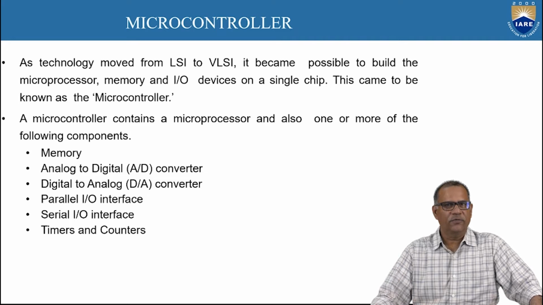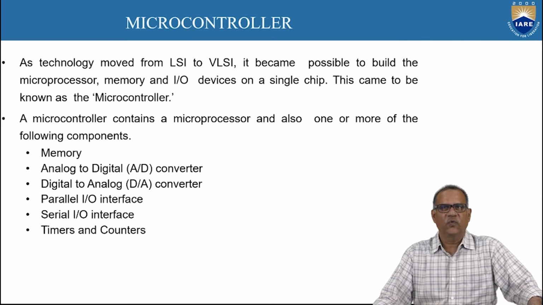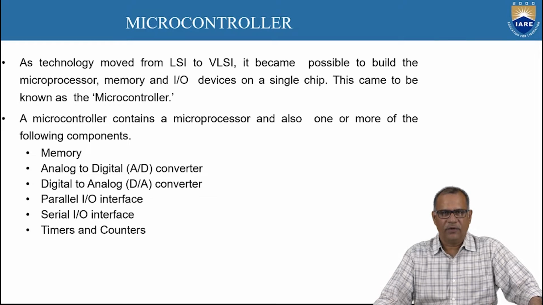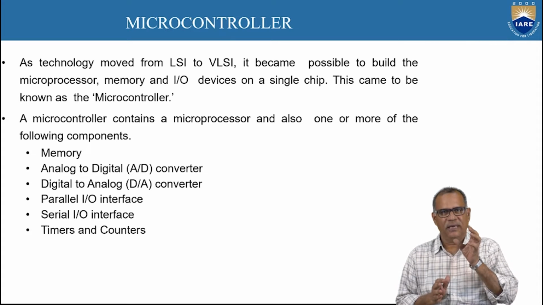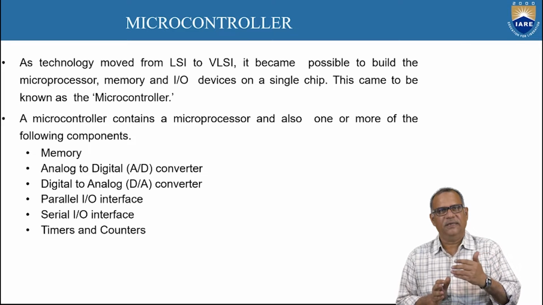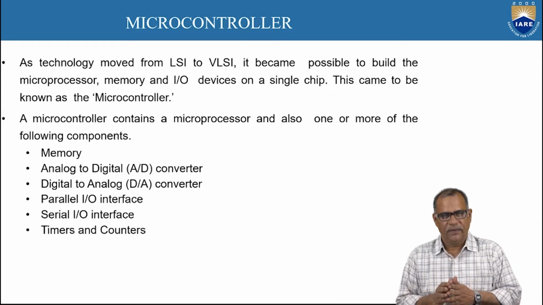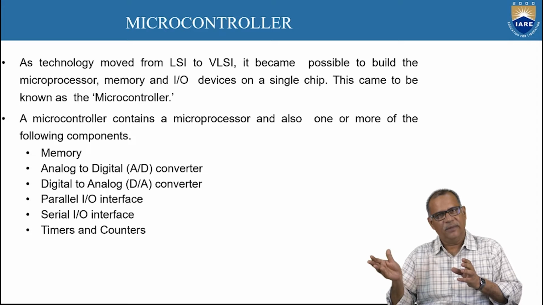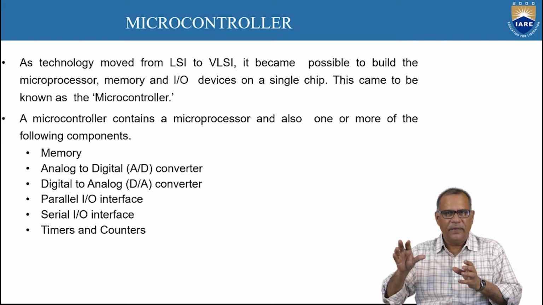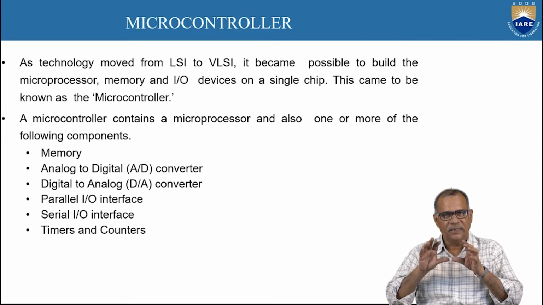As the technology moved from large scale integration to very large scale integration, it has become possible to build the microprocessor, memory and IO devices on a single chip, and this is called the microcontroller. The difference between microprocessor and microcontroller is that the microprocessor has the CPU, general purpose registers, control unit and arithmetic and logic unit, and fetches instructions from external memory, whereas in the case of a microcontroller, the memory and IO devices are all built in the same chip.